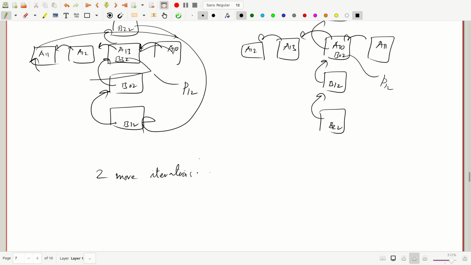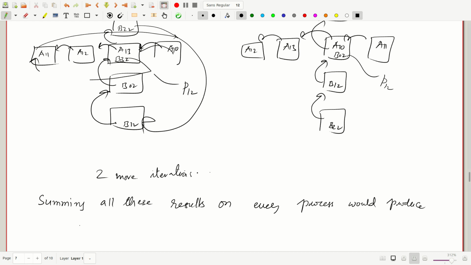Now summing all these partial results on every process would produce the matrix multiplication for C. Basically, it will give you the correct elements in C12. All right.